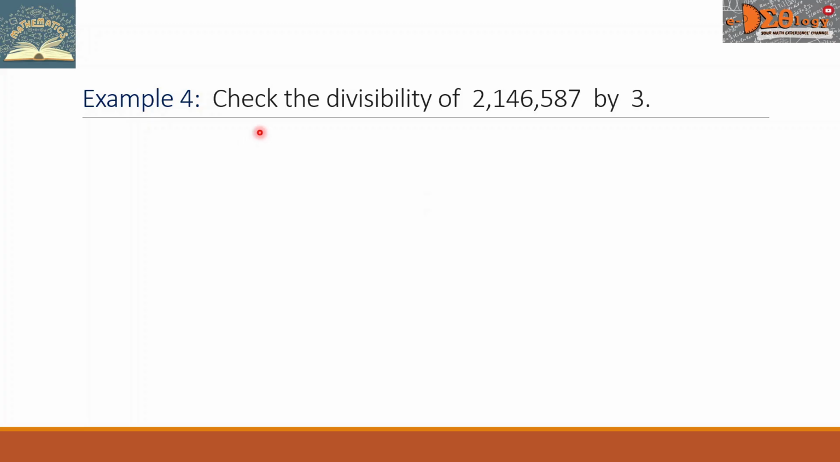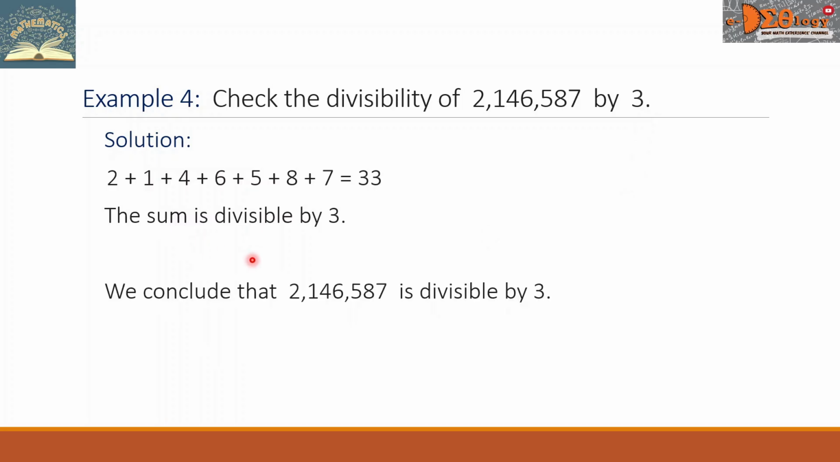Example 4. Check the divisibility of 2,146,587 by 3. Let us add the digits: 2 plus 1 plus 4 plus 6 plus 5 plus 8 plus 7. And the sum is 33. We know that 33 is divisible by 3. Then we conclude that 2,146,587 is divisible by 3.